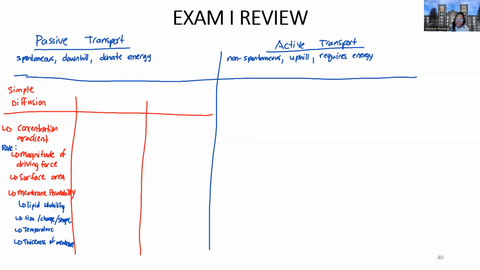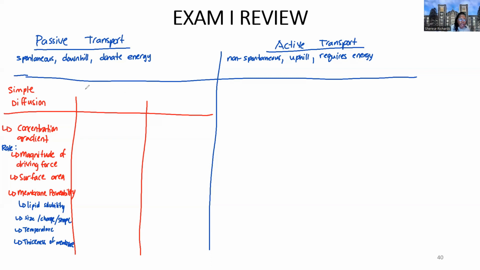Things that are lipid soluble or non-polar will get through easily. Things that are small and non-charged will get through easily. The thinner the membrane, the more it will also increase the permeability. Let's shift gears and move on to a second example of passive transport. So again, still moving down the concentration gradient.